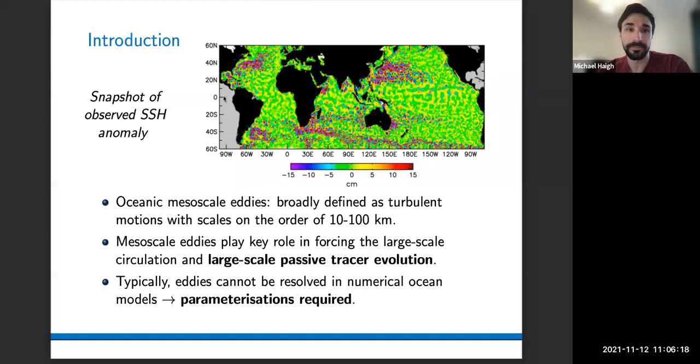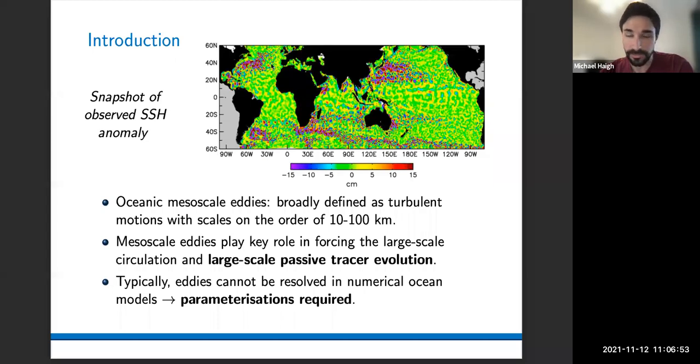So I'll start with a few slides worth of introduction. This is a talk about the role of oceanic mesoscale eddies, so I'll start by giving a broad definition of those. We define those broadly as turbulent motions in the ocean with scales on the order of 10 to 100 kilometers. Just to illustrate, this image here is a snapshot of the observed sea surface height anomaly in the global ocean. The darker reds and the darker blues here indicate the stronger mesoscale eddies.